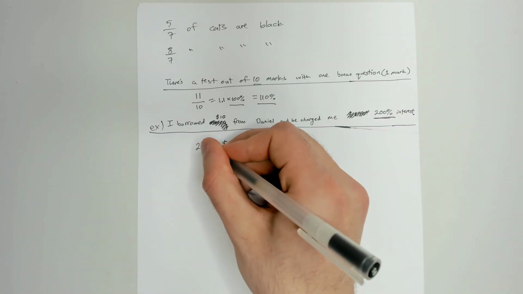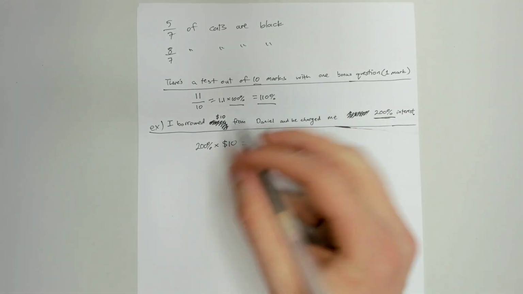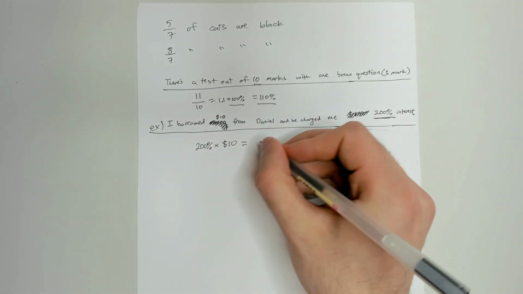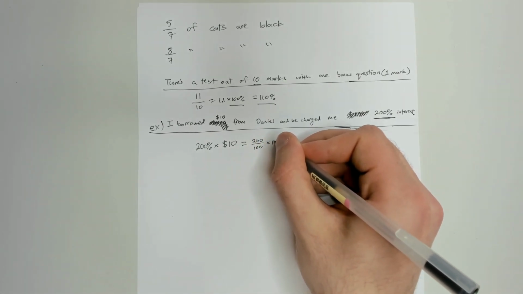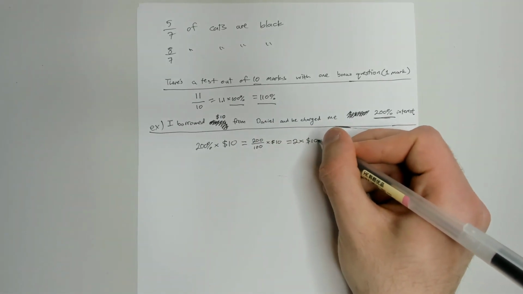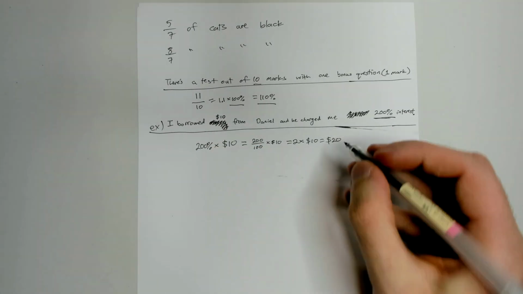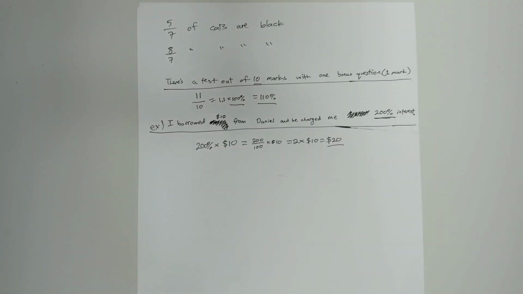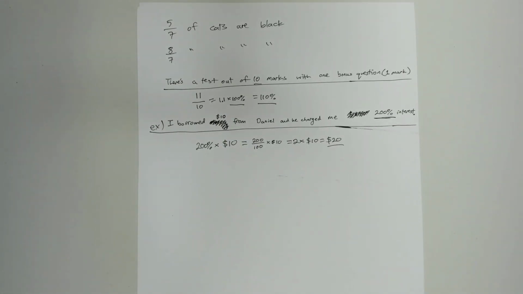So if we look at 200% of $10, so that's 200% times 10. Well, converting this percent into a decimal, we have 200 over 100 times $10. But 200 over 100 is just 2. So we have 2 times $10, which is $20. So on top of the $10 I give Daniel back, I also have to pay him $20 more. So 200%, that's over 100%, right? Because 100% of $10 is 10, right? So I'm paying even more than $10 back. I'm paying $20 back, right?